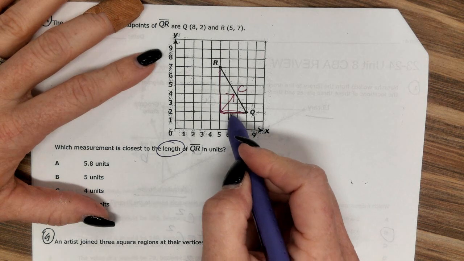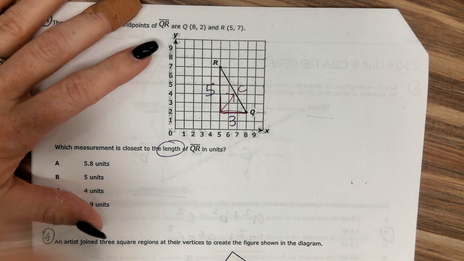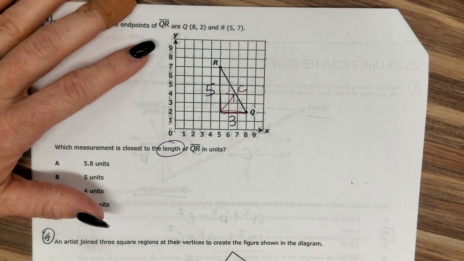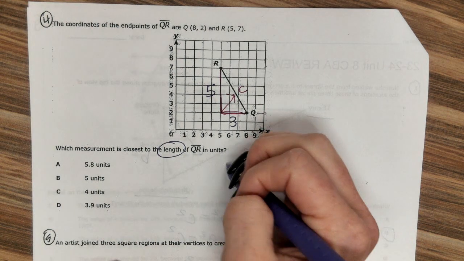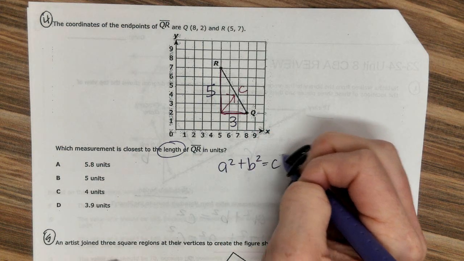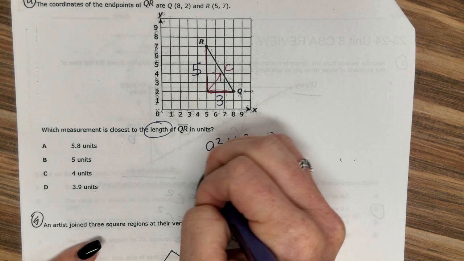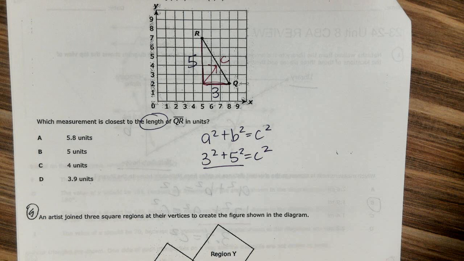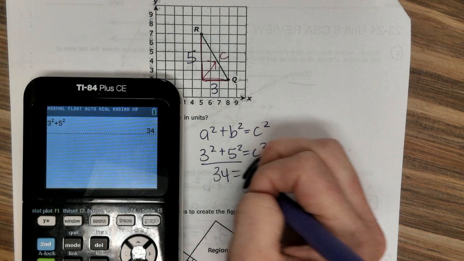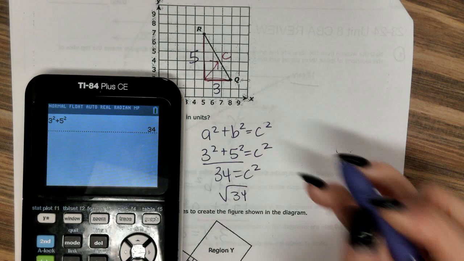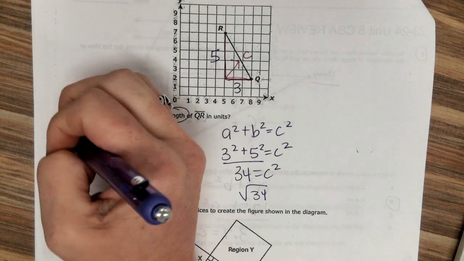Okay, so you had to count. This side is 1, 2, 3 units, and this side is 1, 2, 3, 4, 5 units. I don't know why I don't see everybody writing with me. Okay, so I'm going to do a squared plus b squared equals c squared. So 3 squared plus 5 squared equals c squared. Am I adding or subtracting? Adding. 3 squared plus 5 squared is 34. Is that my answer? No, you have to square root it, which is 5.83. So the answer was A.